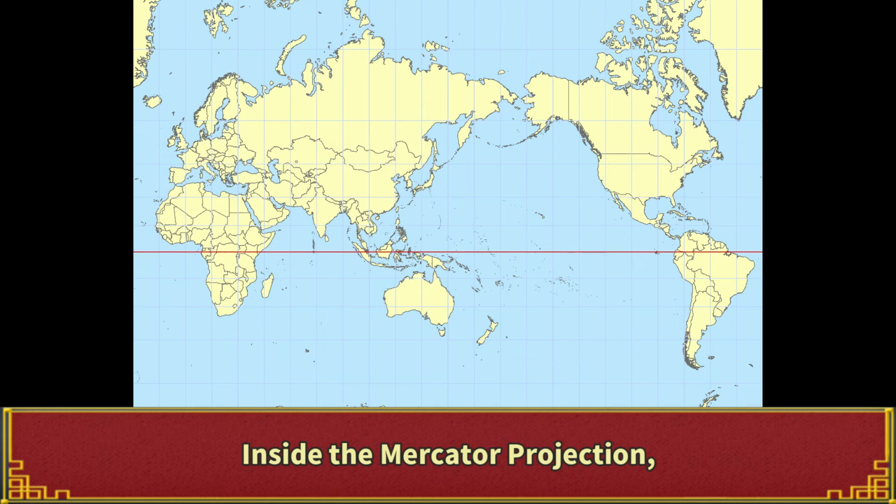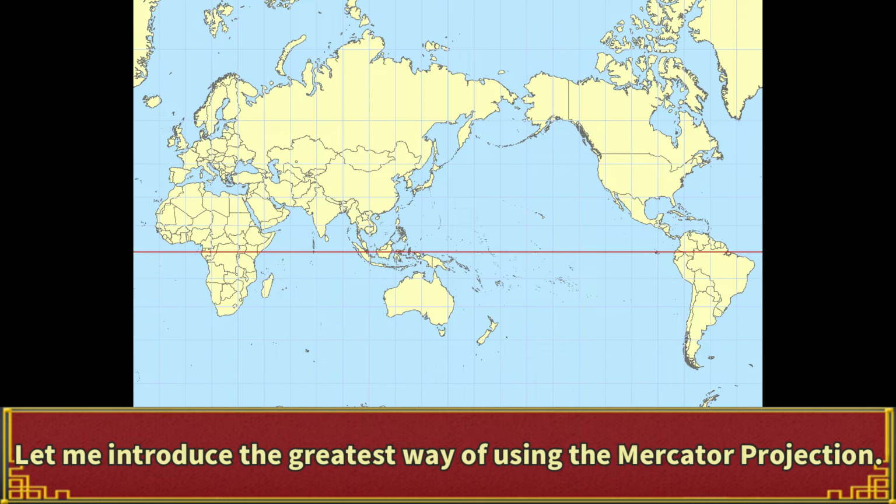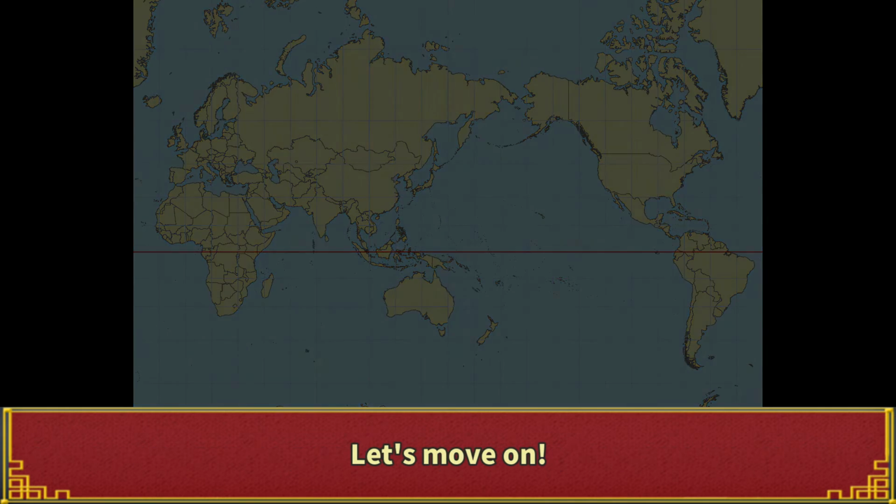Inside the Mercator projection, there is an ultimate point that fulfills all geographers' ambitions, where area, distance, direction, and angles are closest to perfect. What the heck are you saying? Let me introduce the greatest way of using the Mercator projection. Let's move on.